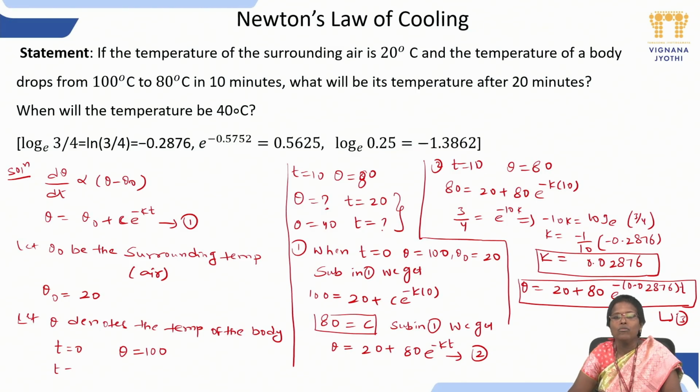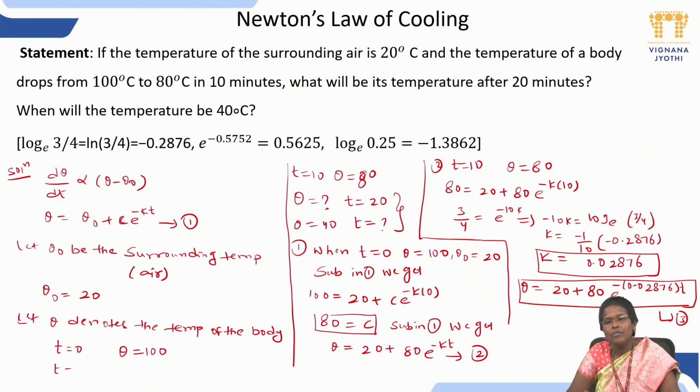Then, what is the second condition? If the time passes, after 10 minutes, the temperature of the body decreases to 80. Okay. So, in this condition, I am going to substitute in equation 2. 80 equals 20 plus 80 into e power minus k into t. So, 80 minus 20 is nothing but 60. 60 divided by 80 is 3 by 4.